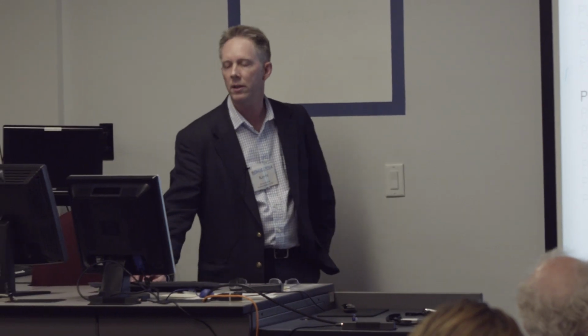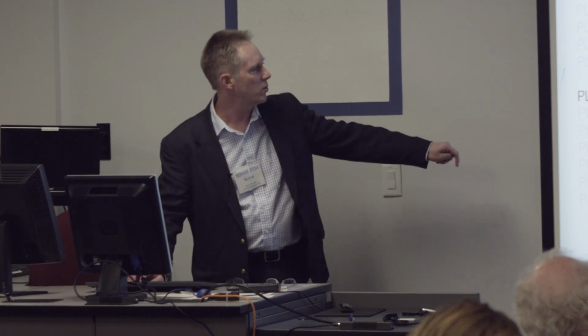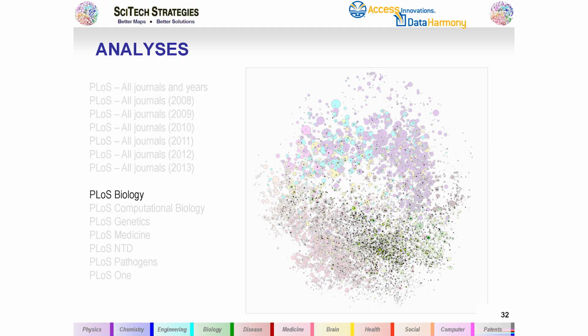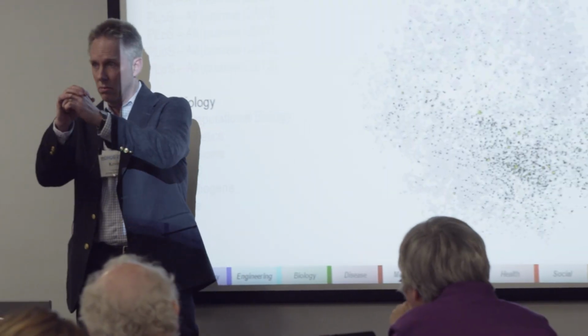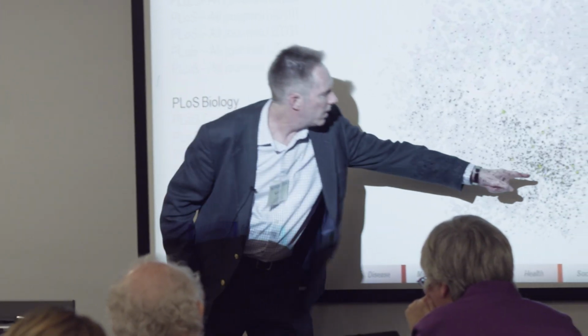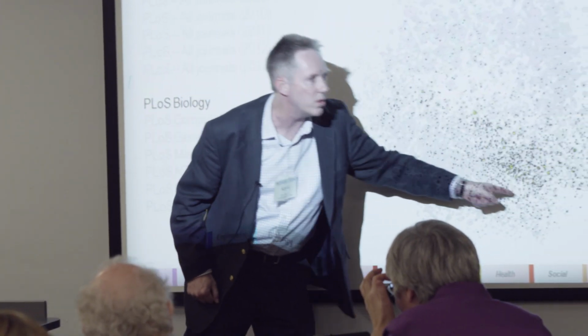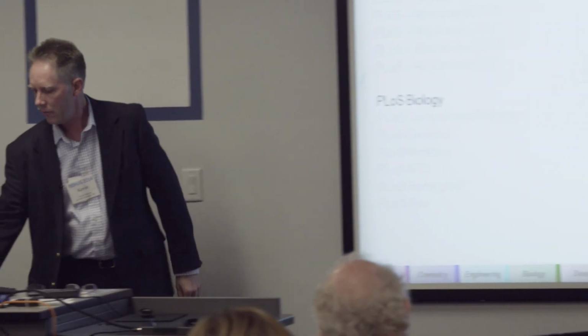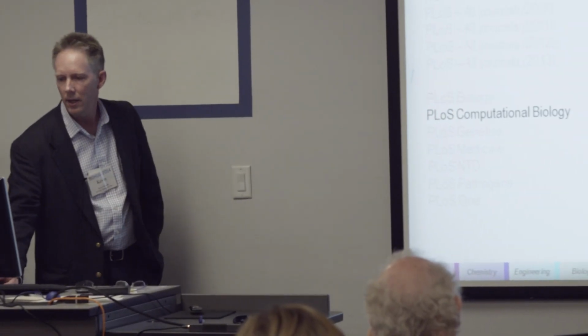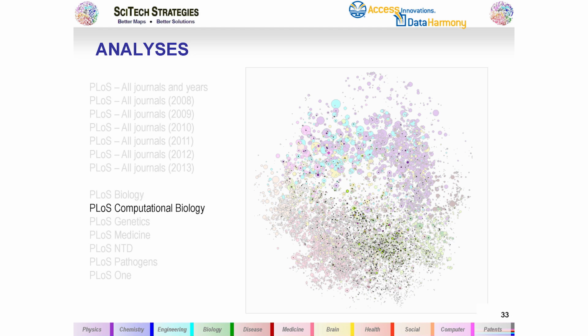Now, if we want to look at the different journals, we can do that as well. So PLoS Biology, this is all years combined. You can see it's not just one little thing. It's pretty much covering that whole biology area. If we go to Computational Biology, it's a little different mix. You're getting computer science things up in here as well.